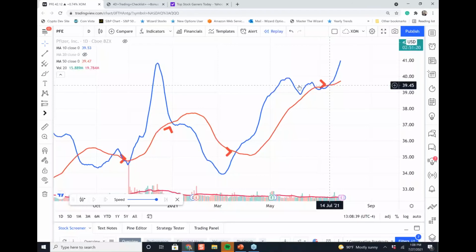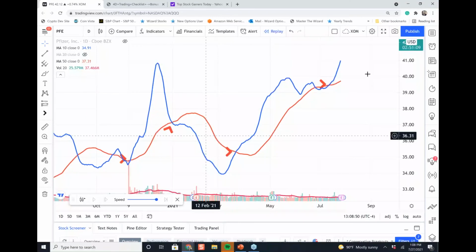The purest way to increase your success rate is to be patient and wait for breakouts. So if I go to something like Tesla, right? Go to Tesla.